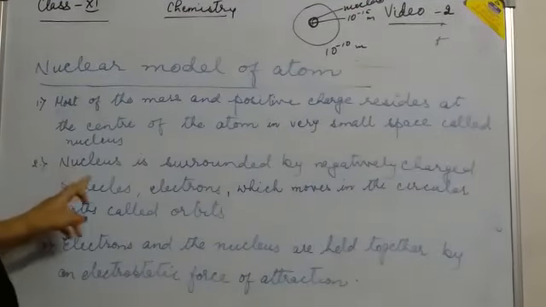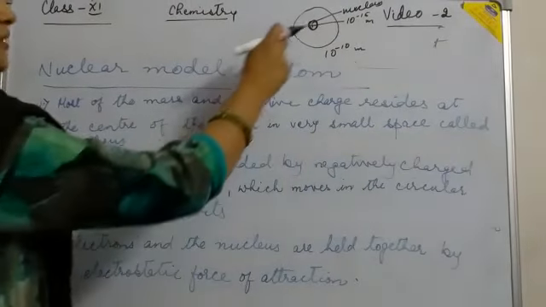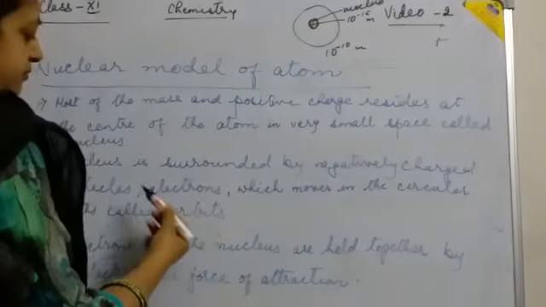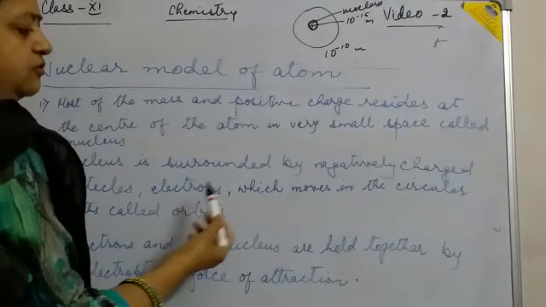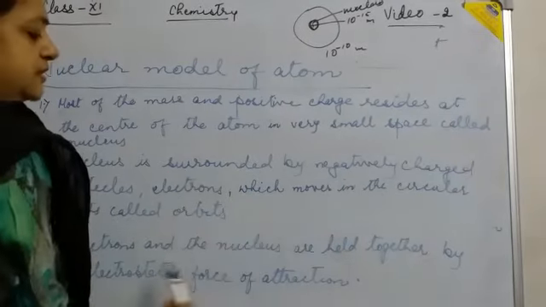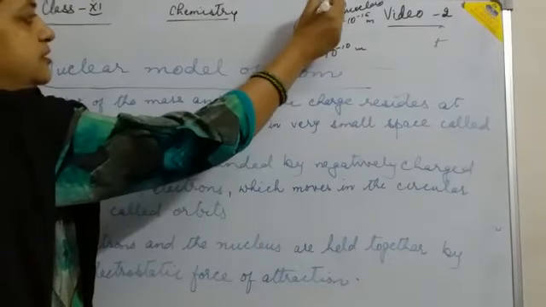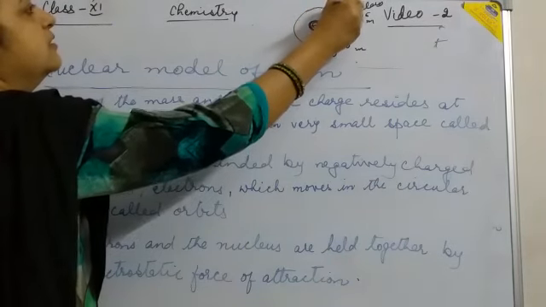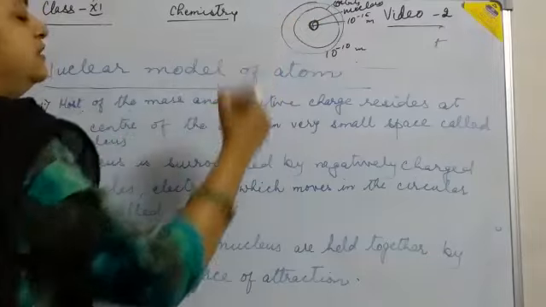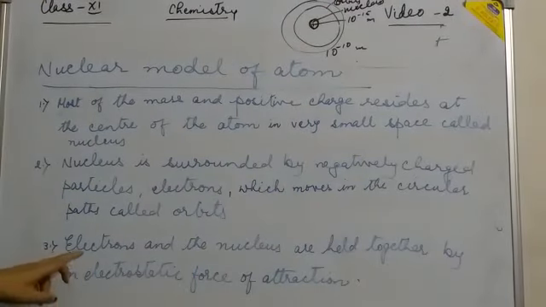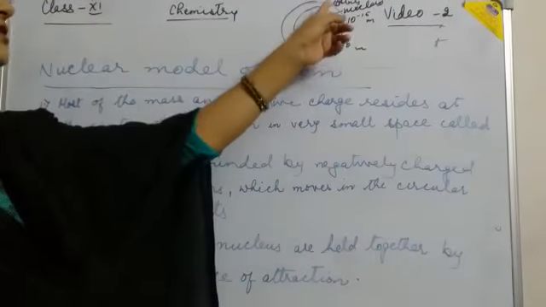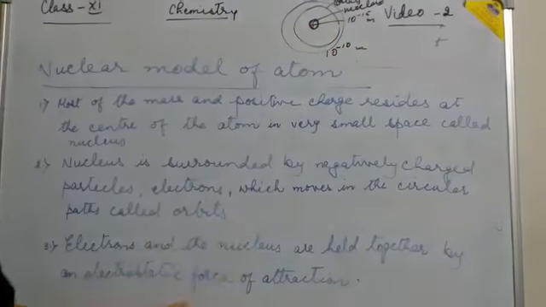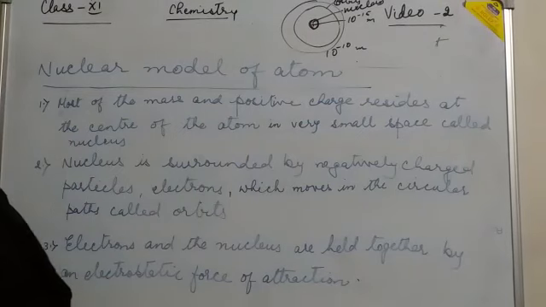Second one is the nucleus is surrounded by negatively charged particles, which we know are electrons, which move in circular paths called orbits. These are orbits. Electrons and the nucleus are held together. These electrons which move in the orbits are held together by an electrostatic force of attraction.